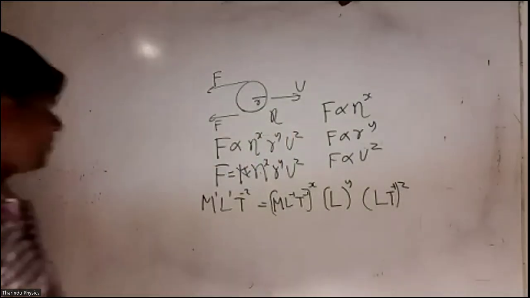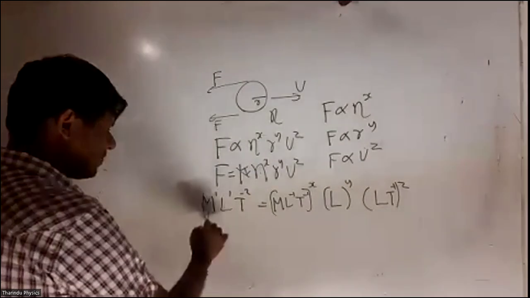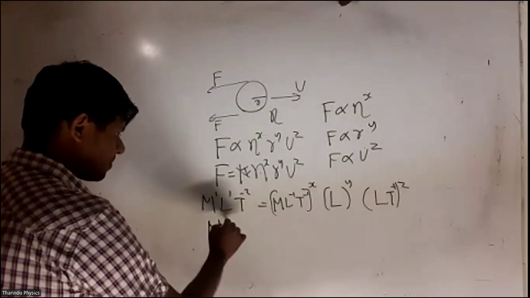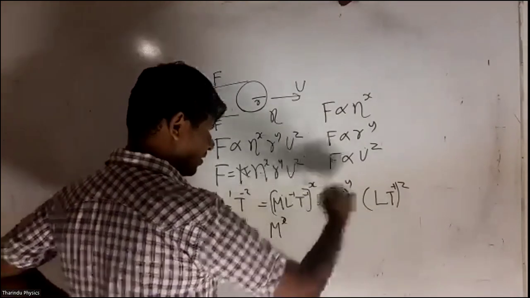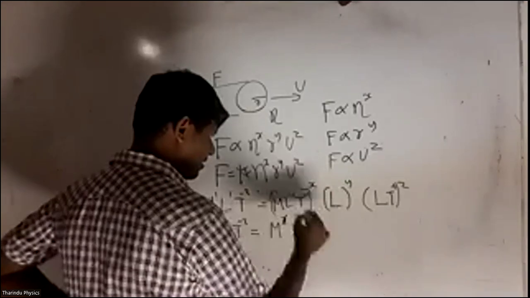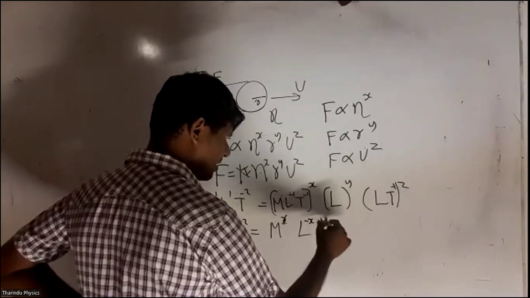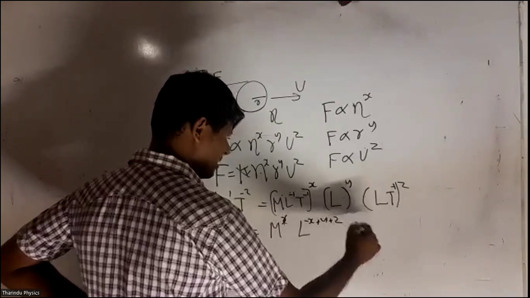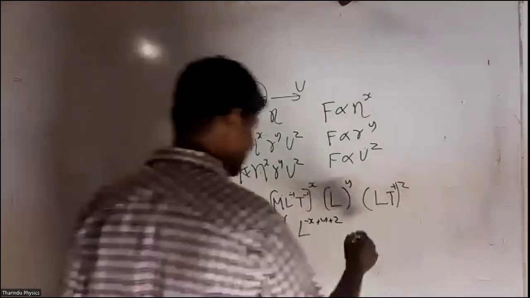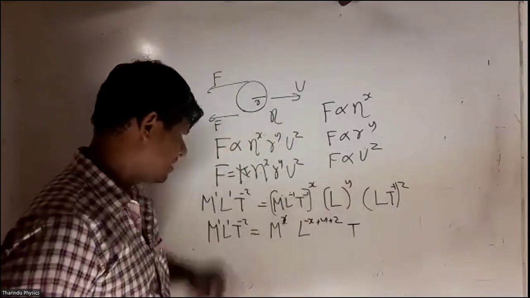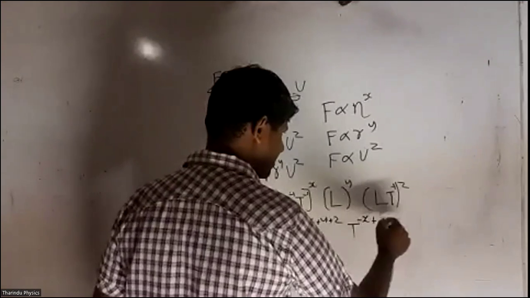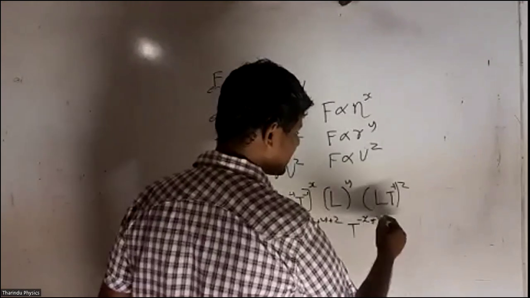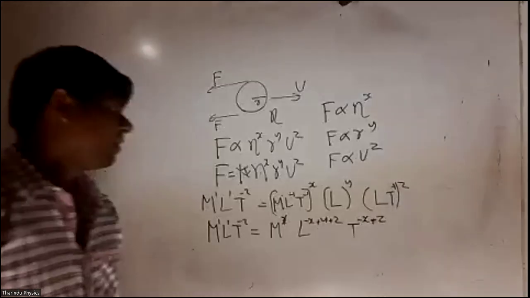Now have a really good look. I'm going to write this one more time. For all the M's, it is M to the power x only. So L to the power minus x plus y plus z. And in terms of T, it is T to the power minus x, minus z. That's it. Now I am going to consider each term at once.